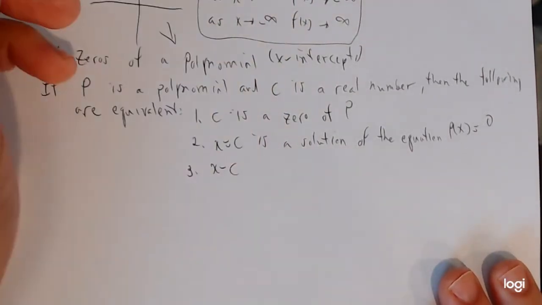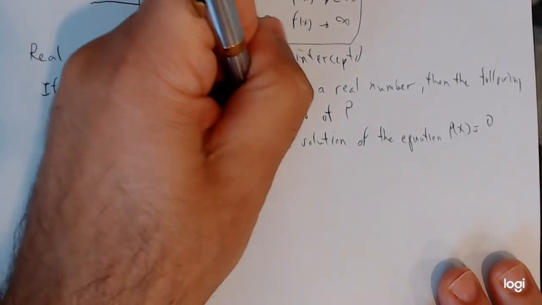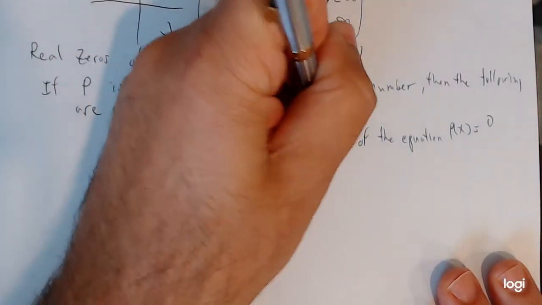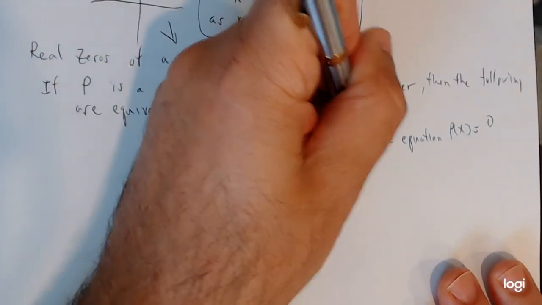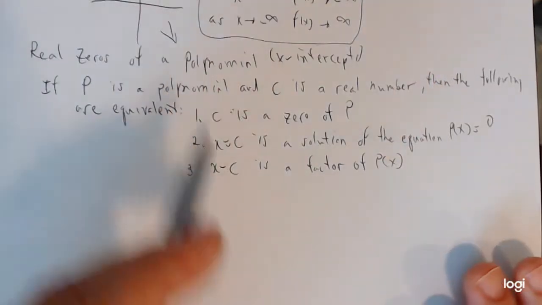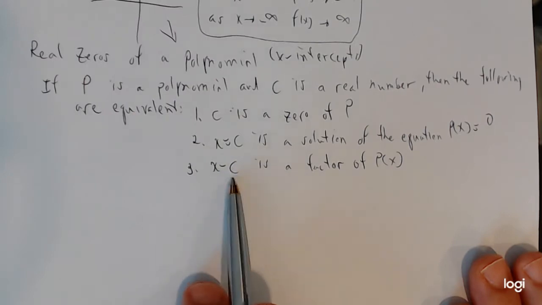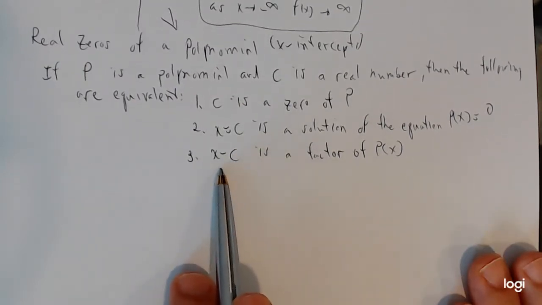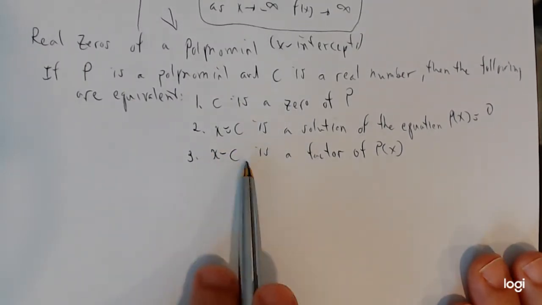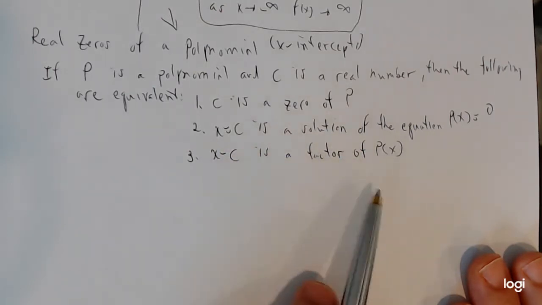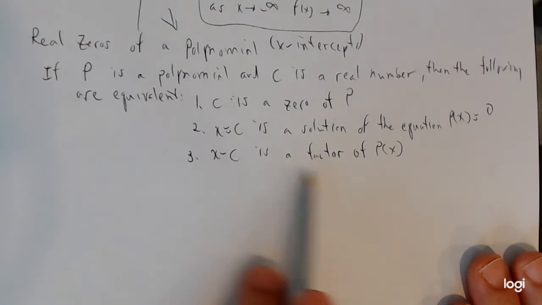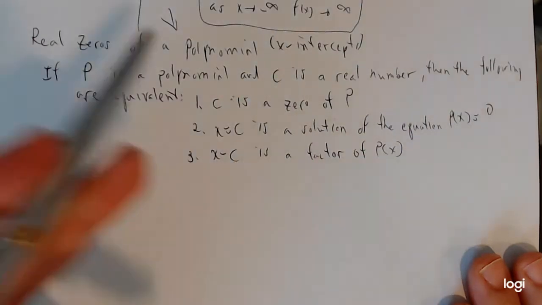statement that's true: x minus C is a factor of P of x. So what we're saying is, if C is a 0 of P, then that means I should be able to factor out an x minus C. In fact, if you think about when you solved polynomial functions and found their zeros, one way of doing it is to try to factor it. And if C is a 0, then x minus C better be a factor of it.